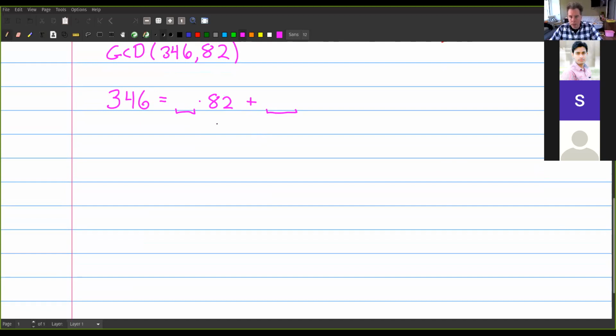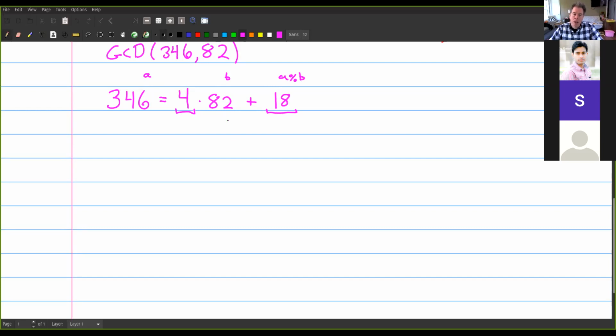Maybe it's not obvious. Coefficient and the remainder. Yes, exactly. This is the number of times 82 goes evenly into 346, which is 4. Four times, yeah. And this is the remainder, which turns out to be 18. Now, if you think of these things as being A and B, this is A mod B.